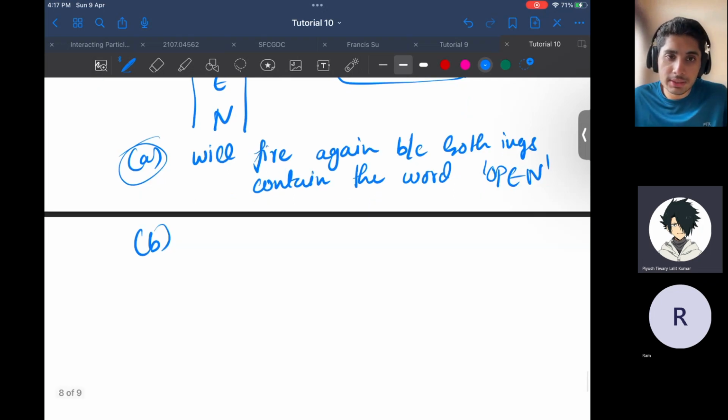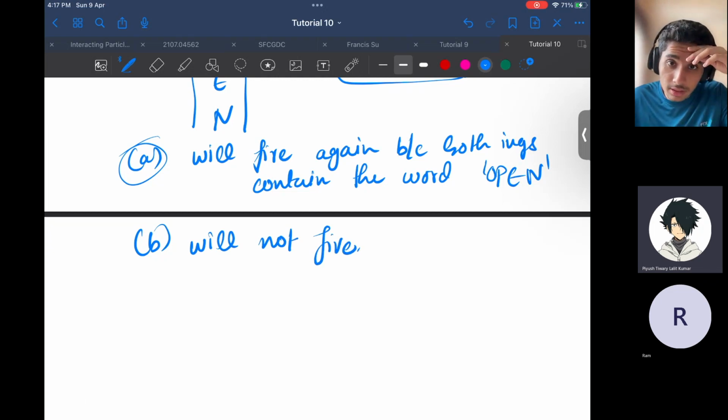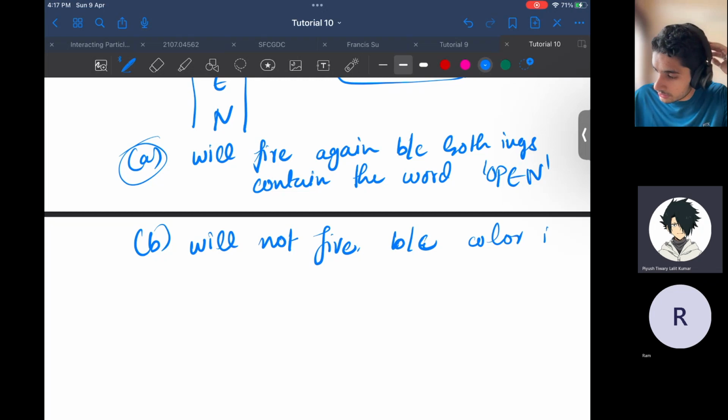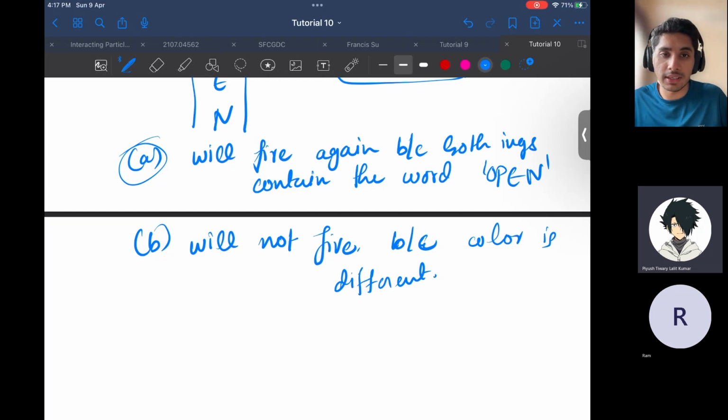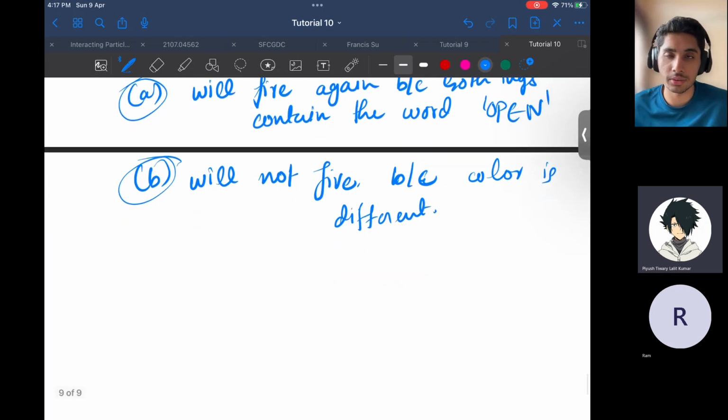Similarly, the B option is will not fire, and the reason for this is that the color is different. Well, again, as I said, not enough information is given to us to say whether this is true or false.